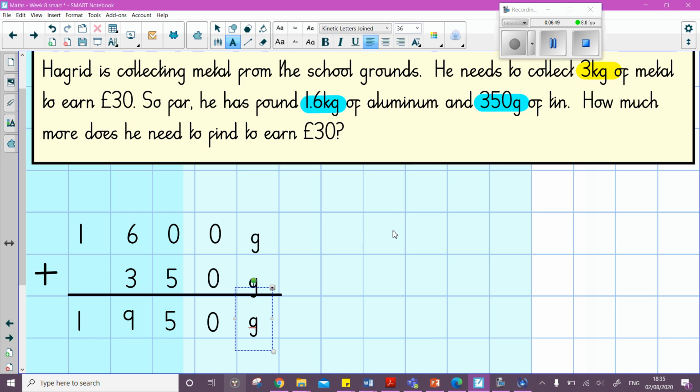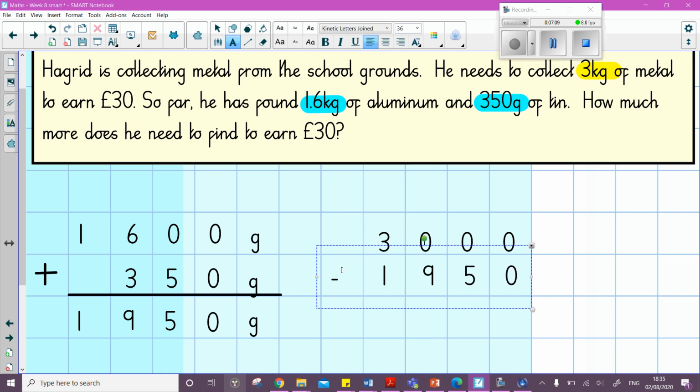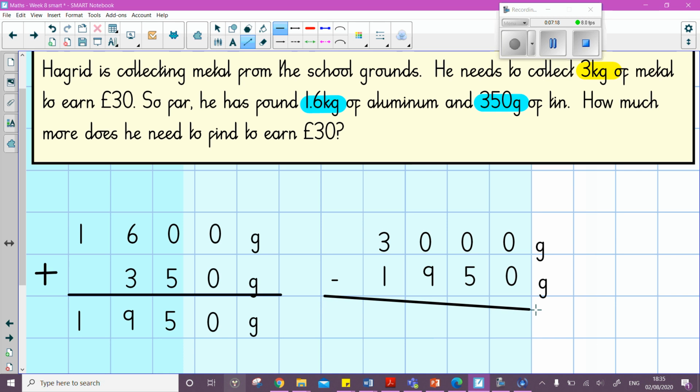However, he needs to collect 3 kilograms to earn the £30, and we need to know how much more he needs to find. So 3 kilograms, if 1 kilogram is 1,000 grams, then 3 kilograms must be 3,000 grams. And I'm going to subtract what he has found so far. So I'm going to subtract 1,950. Working in grams again, so I can add on my unit of measure to just make it really, really explicit for me as to what unit of measure I will use in my answer.